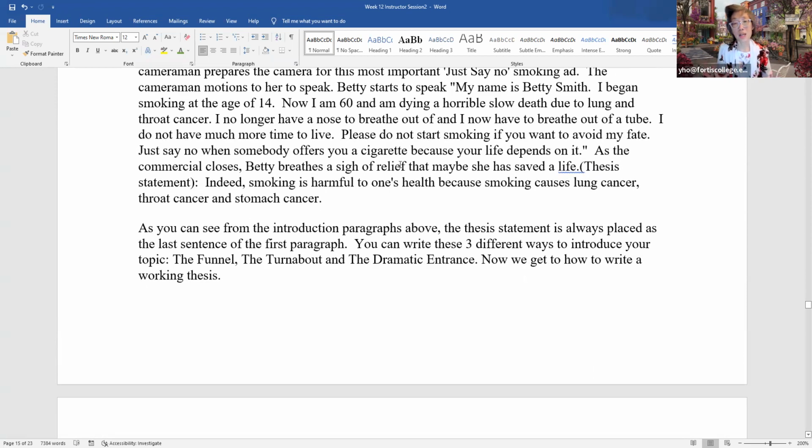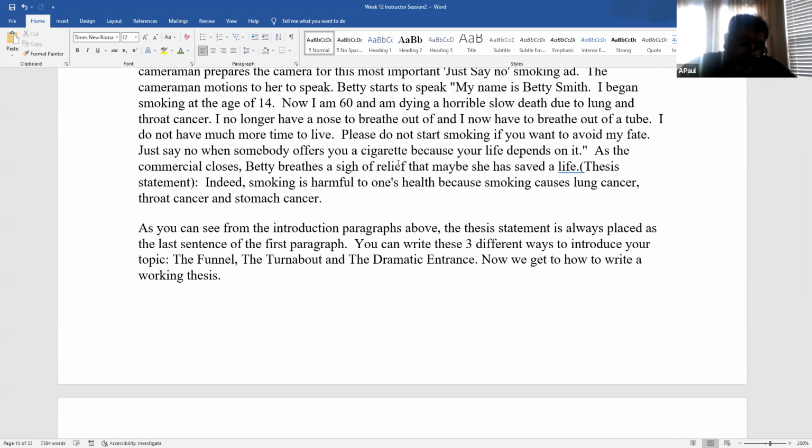So you can write your paragraphs in 3 different ways. You can use the funnel, the turnabout, and the dramatic entrance. Which do you guys like the best? I still prefer the funnel, though. Okay. And what about you, Lisa? I like the funnel. You're used to it. Maybe funnel. Honestly, I wouldn't mind the turnabout one just because it gives you that dramatic feel.